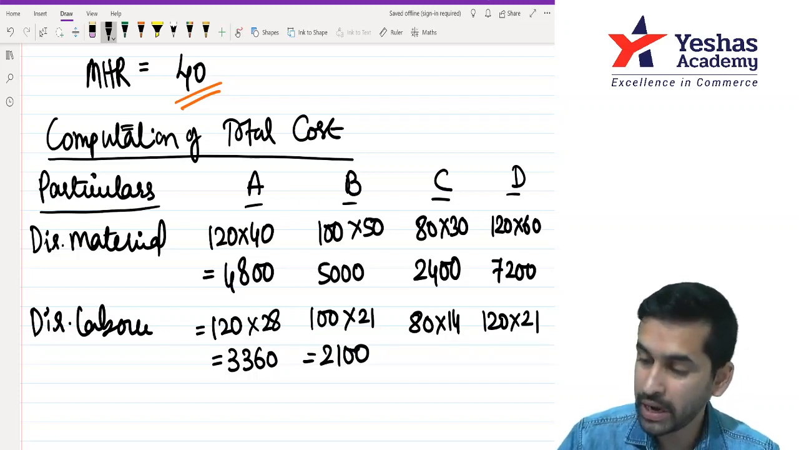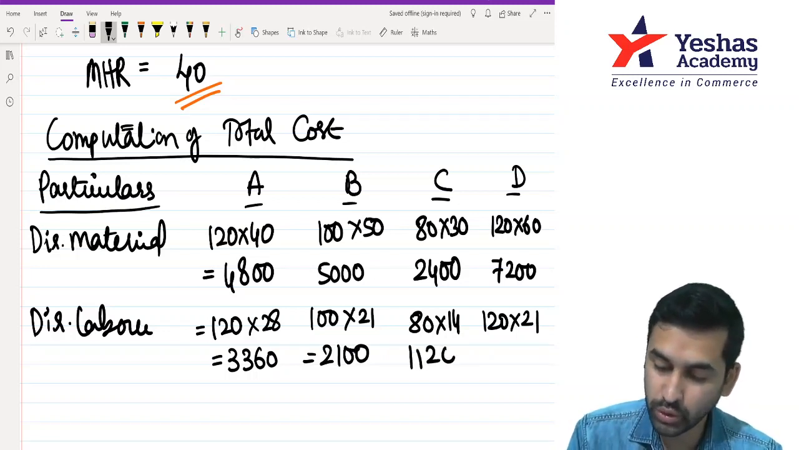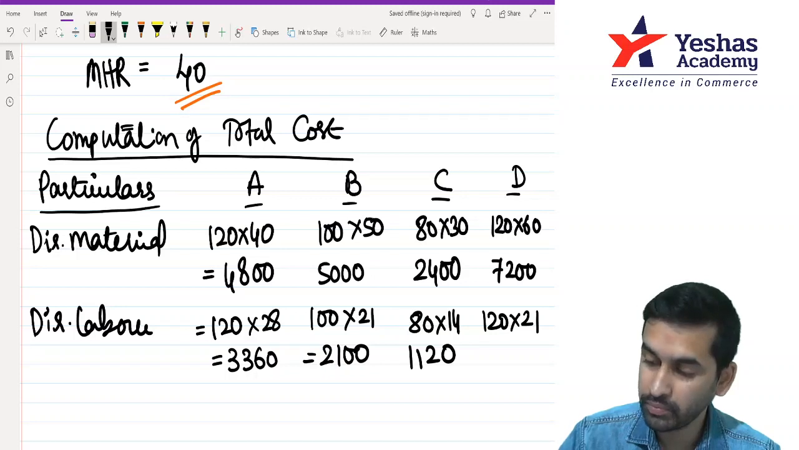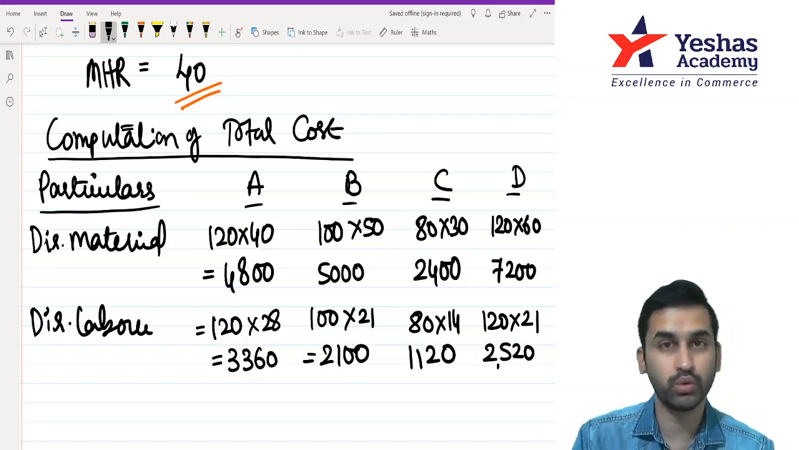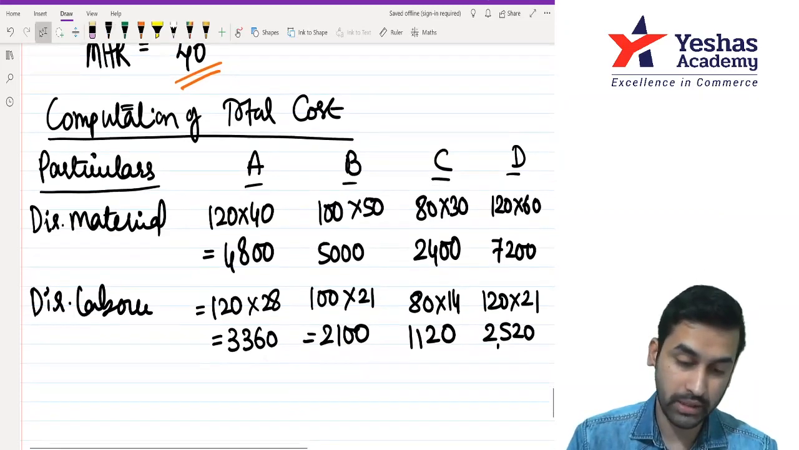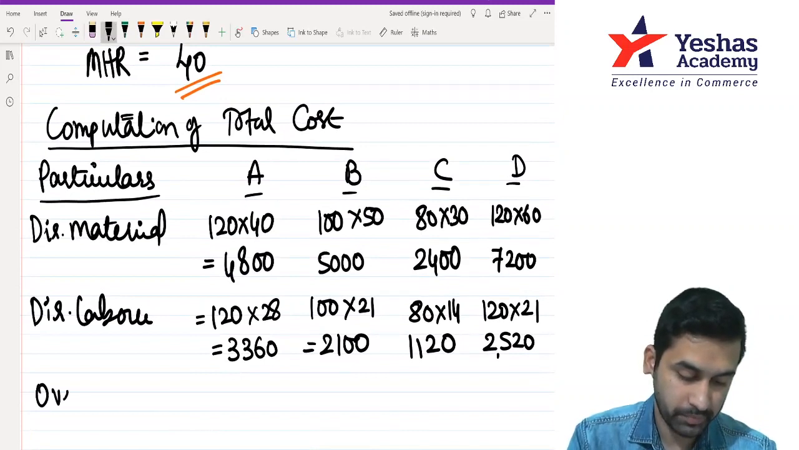$2,100, 1120, 2520. Last thing to do is overhead.